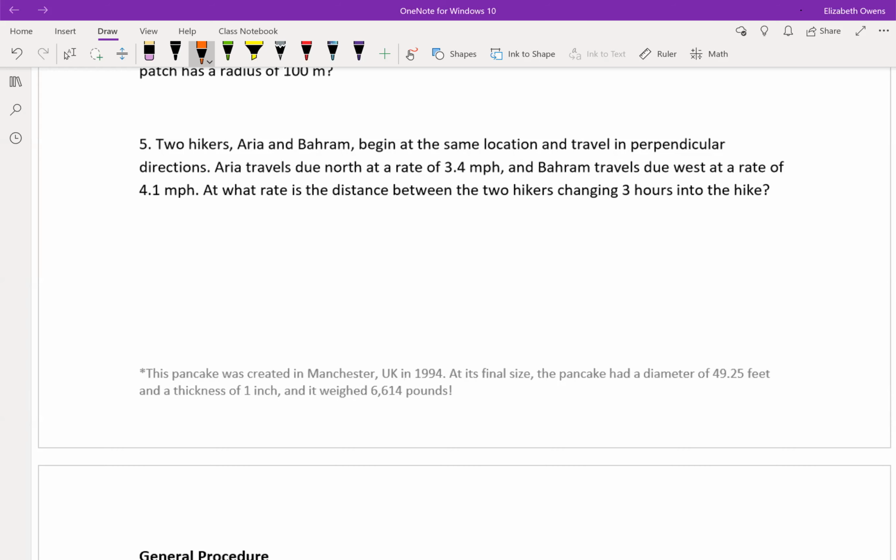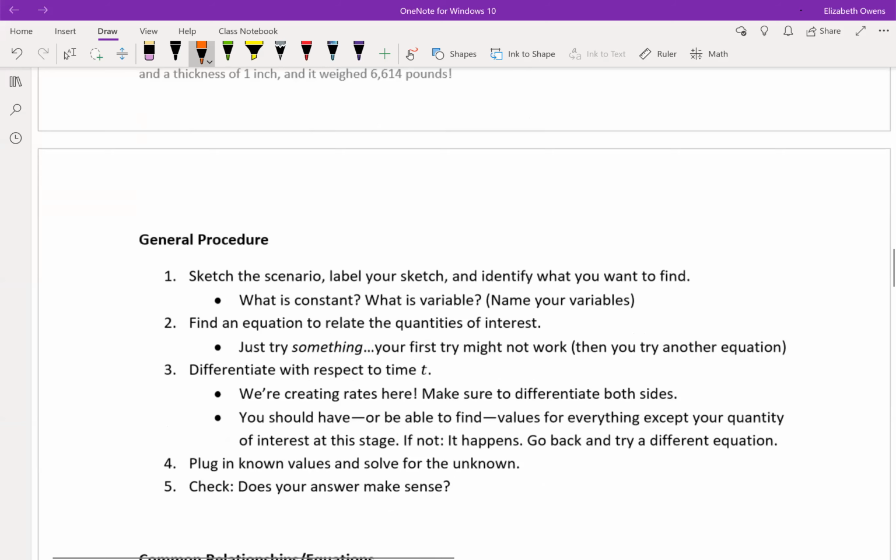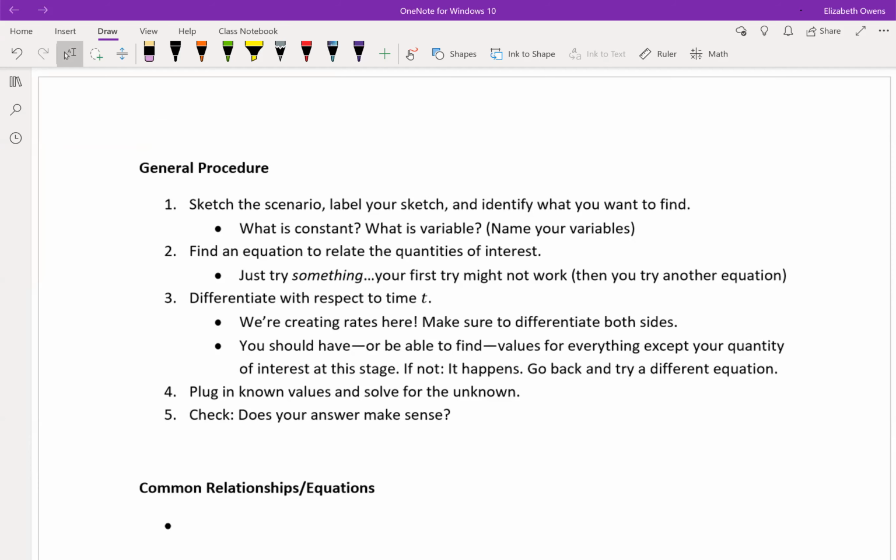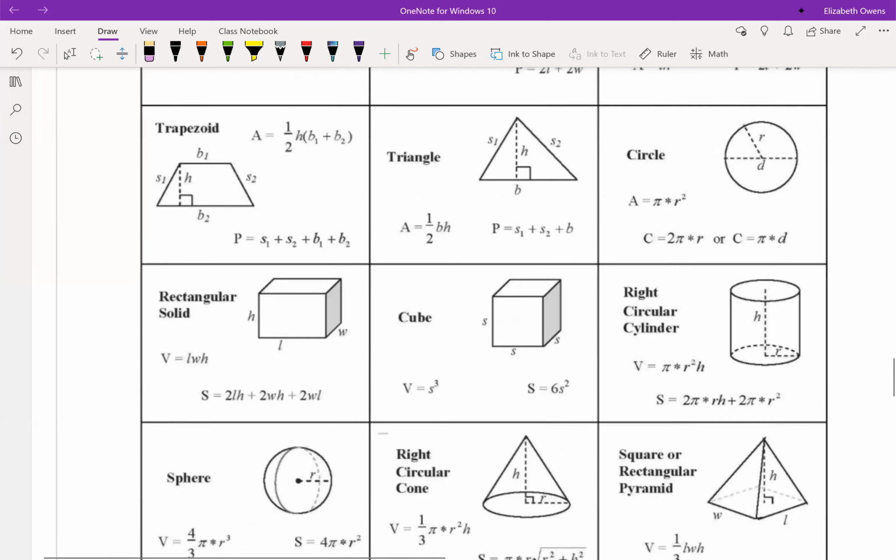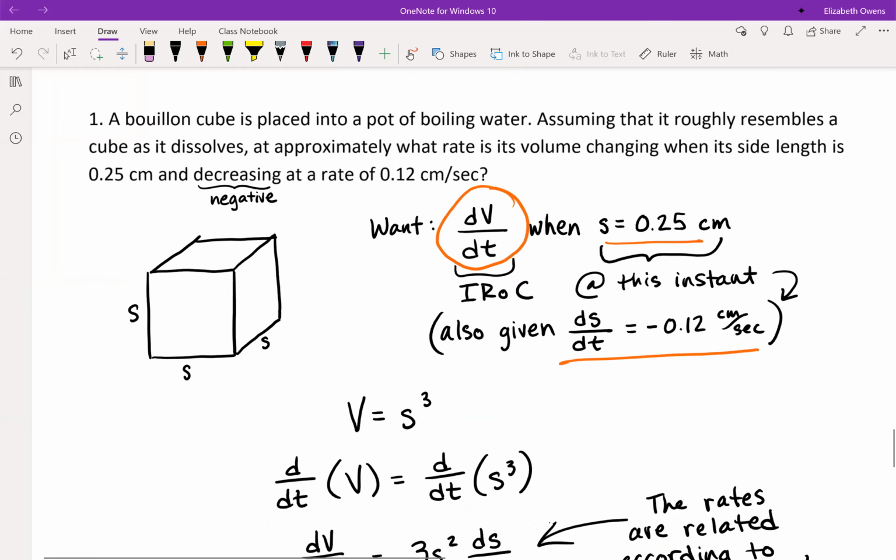So yeah, let's look at our general procedure here before we jump into it. First things first, we're going to sketch a pancake. That's our scenario. We're going to label our pancake, and we're going to identify what we want to find. We're going to name our variables, see if anything is constant, and yeah. So let's start out with drawing a pancake.